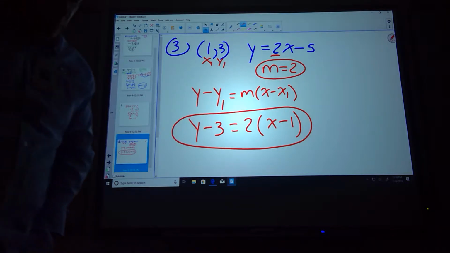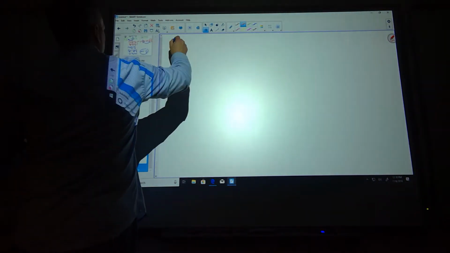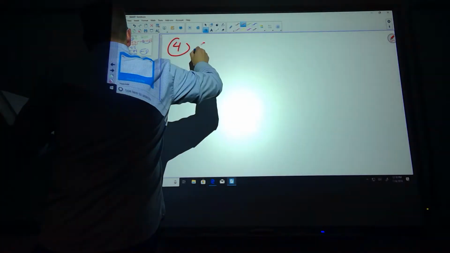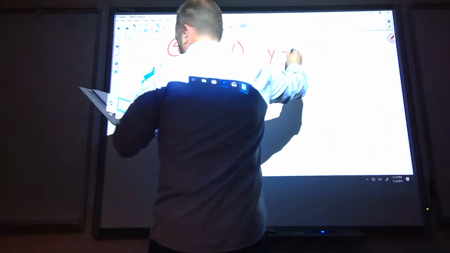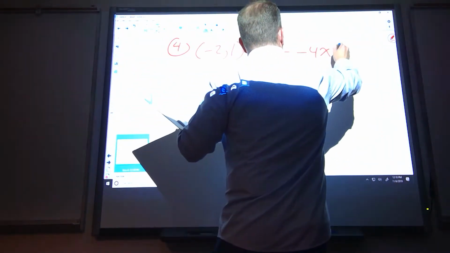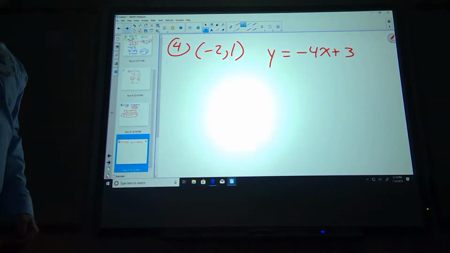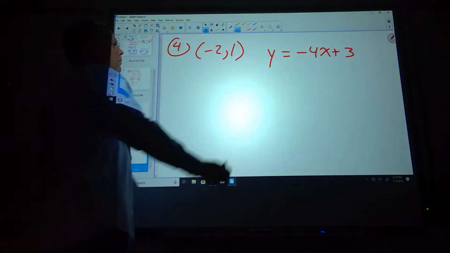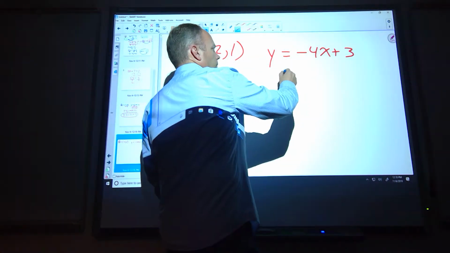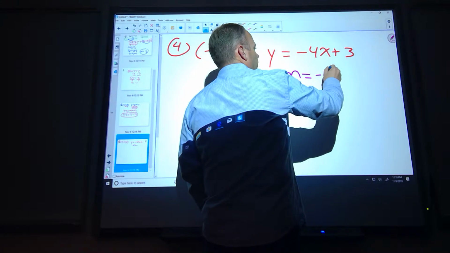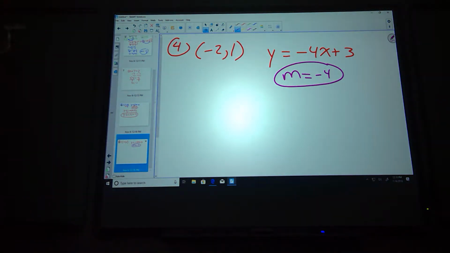All right, number 4. Let's see if we can see the pattern here. We have this point given, and we have this equation given to us. So we want, again, to find the line that's parallel to that. Are we able to identify the slope? Yes, it's y equals. So what's the slope of this one? -4. Okay, I want to find the equation that's parallel to this, but also contains that point.